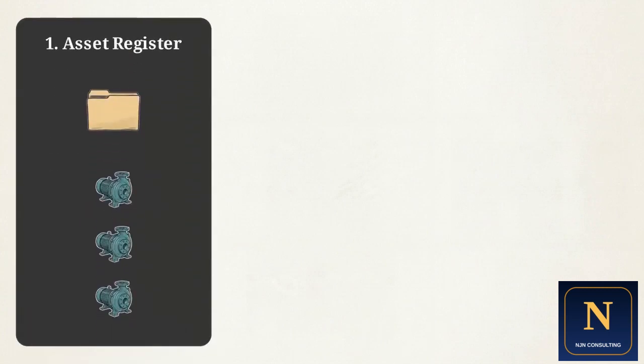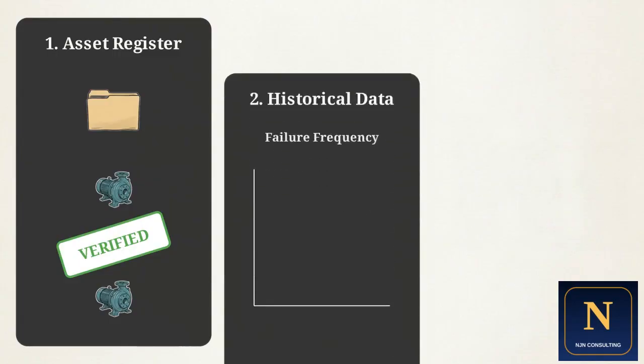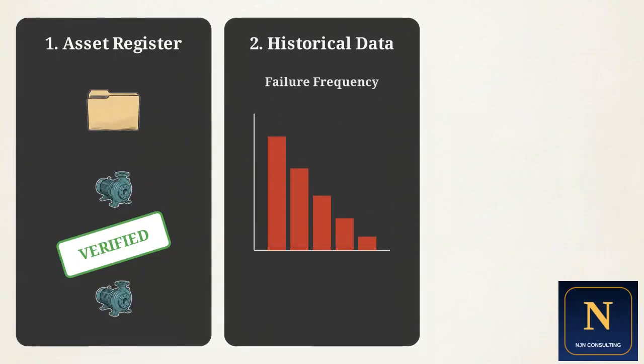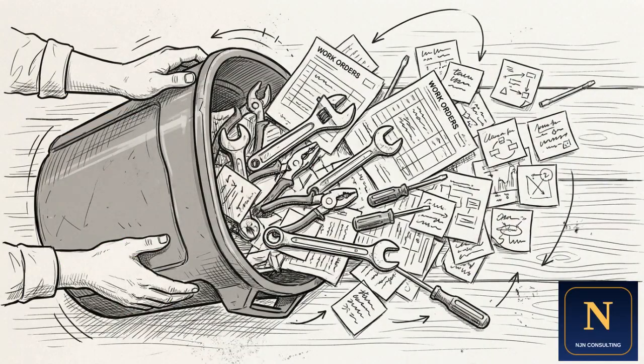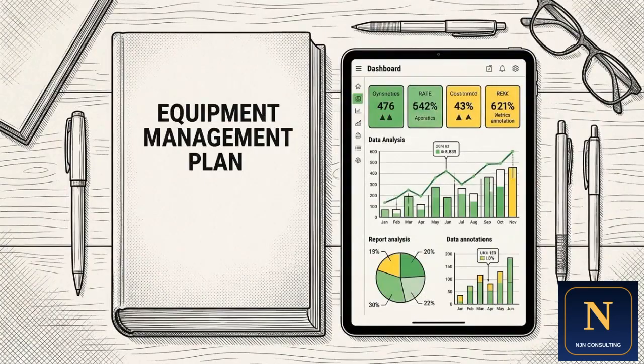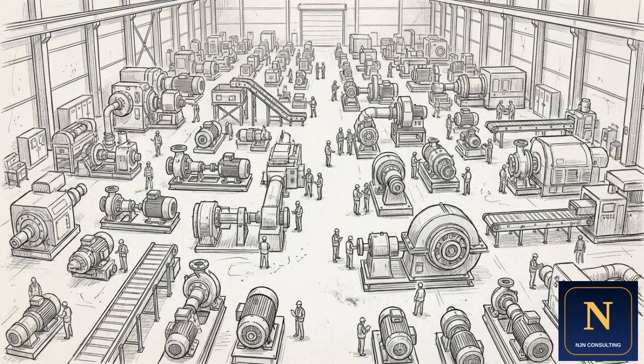Step 1. A complete and verified asset register. Step 2. Historical data on how your equipment actually fails. And Step 3. Access to your CMMS or ERP system to execute the plan. With those 3 pieces secured, you can stop relying on organizational habit and start documenting a sustainable, highly reliable maintenance strategy. No facility has unlimited time or budget, so we first have to filter the workload.